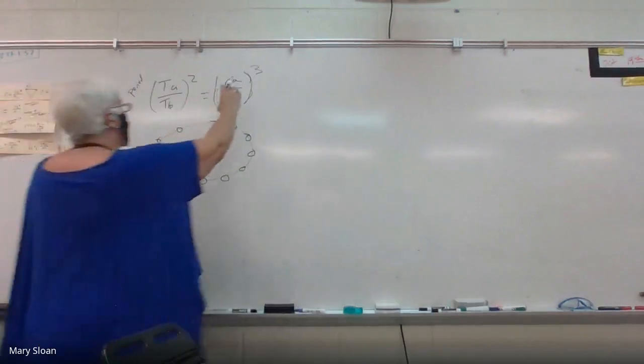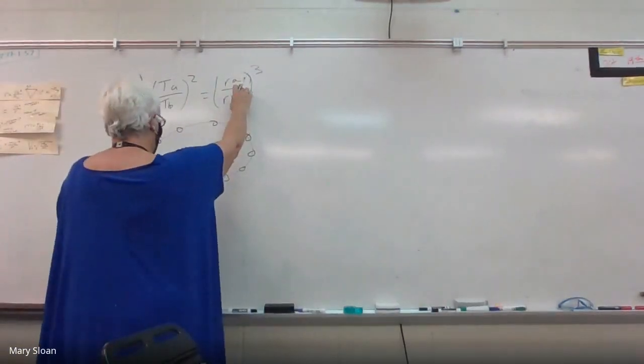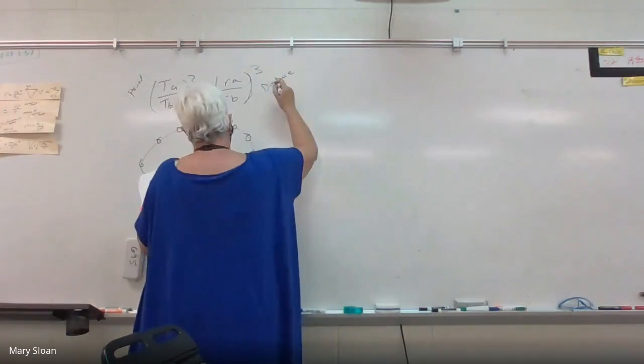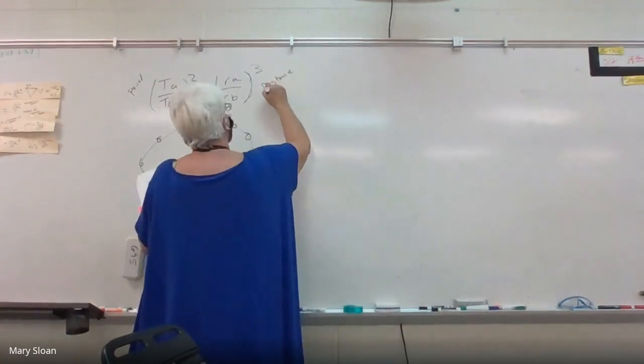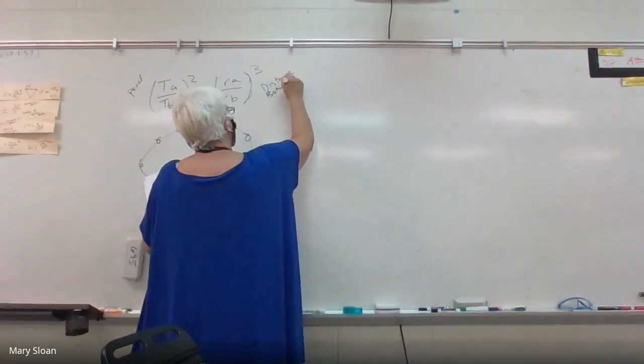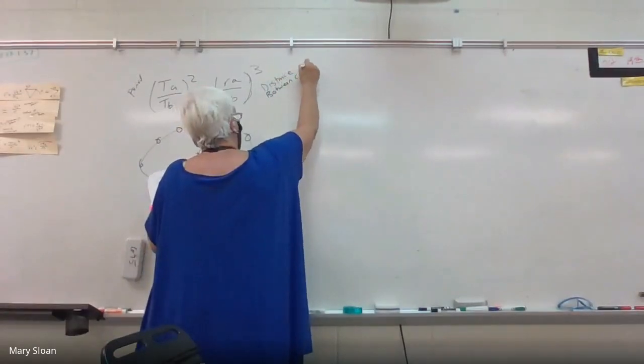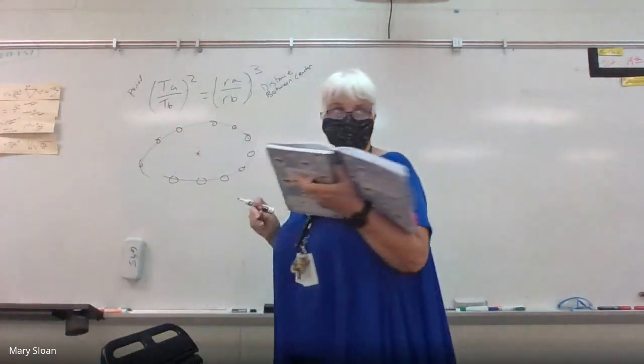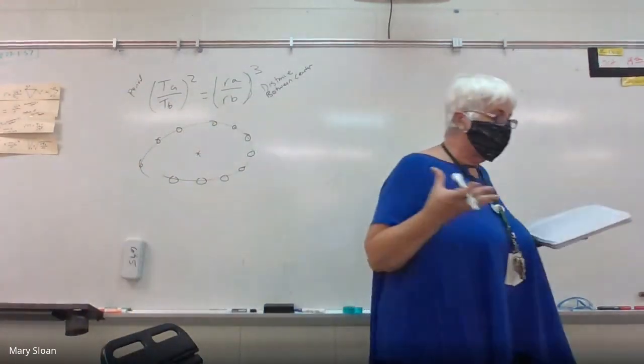Okay, so what does R stand for? Ratio distance. Yeah, distance between the centers, right? And when we're talking about center, we're talking about the center of the planet, right? And so those are the variables that we're going to use.